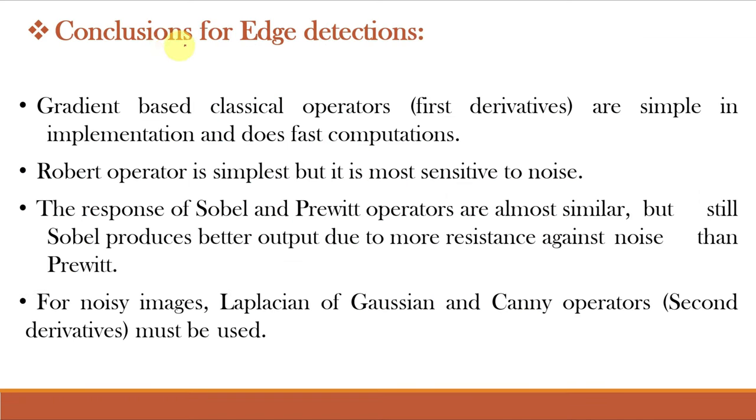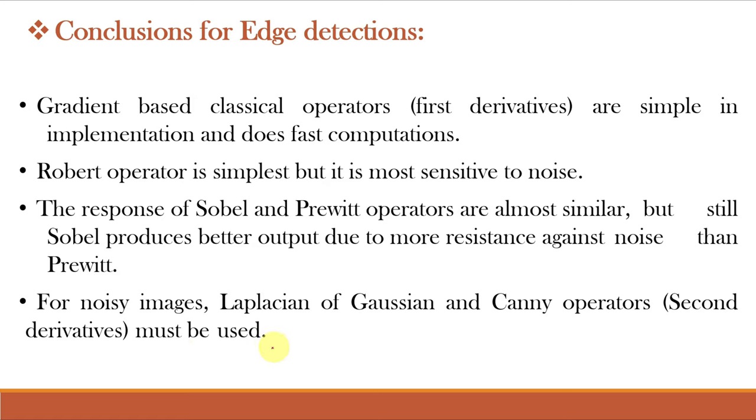And finally, let us draw some conclusions for edge detection. The gradient-based classical operators, that is first derivatives, are simple in implementation and thus fast in computation. The Roberts operator is the simplest one, but it is most sensitive to noise. The responses of Sobel and Prewitt operators are almost similar, but still Sobel produces better output due to more resistance against noise than the Prewitt operator. And for noisy images, Laplacian of Gaussian and Canny operators, that is second order derivatives, must be used.